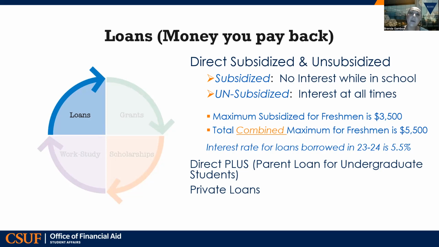And lastly, there are also private loans. So private loans are different. That means that you, the parent, the student can branch out to lending companies and see what they can offer. Because private loans are based on credit, and based on your credit, they'll give you a fixed or variable interest rate.